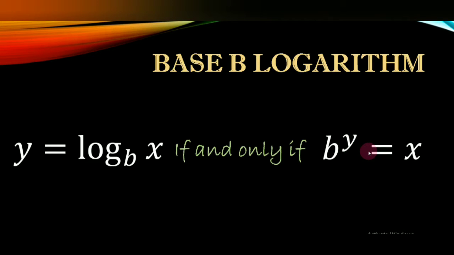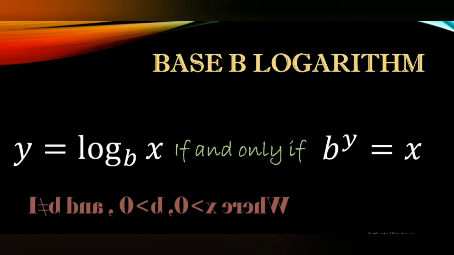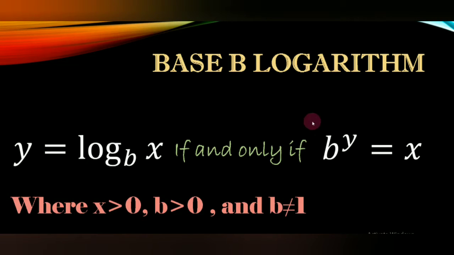But there are conditions that we have to stick with. First, x has to be a positive number, and b also has to be positive, and b cannot be equal to 1. Since 1 as the base, to the power of any real number y, will always give x equal to 1. So we only deal with a base that is positive and not 1, and x is positive also. That's the condition that we are dealing with in logarithms.